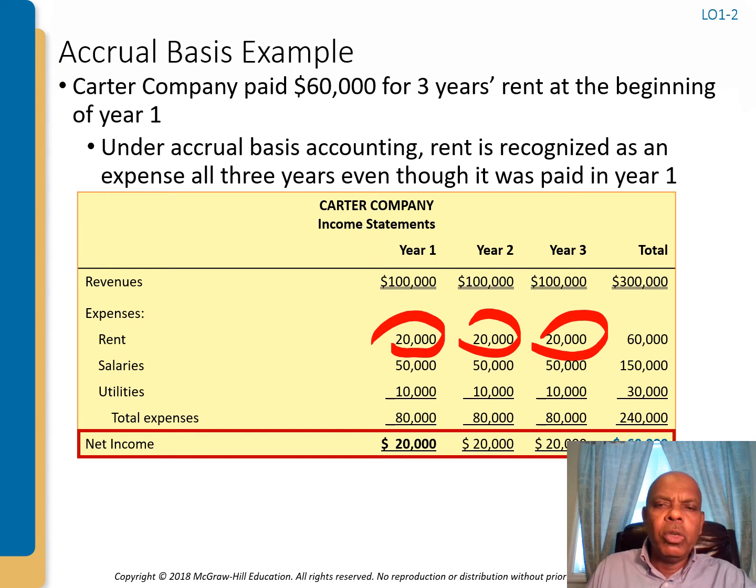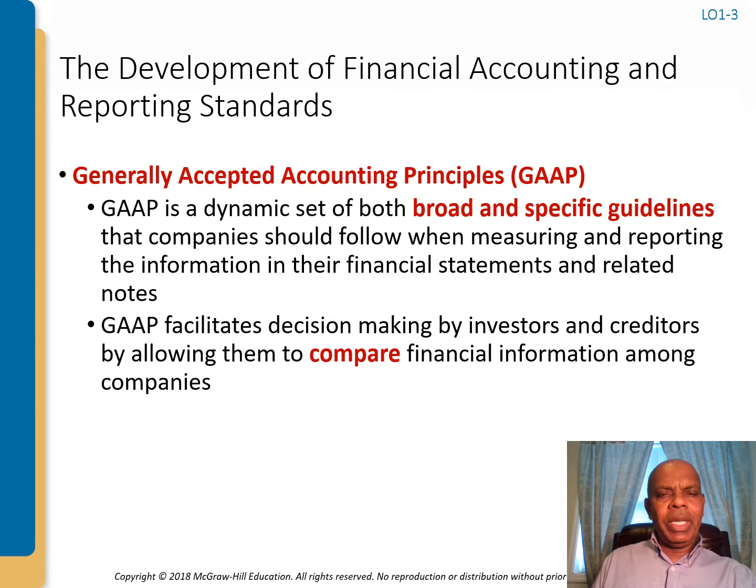At the end of the day, your total net income is going to be the 60,000. In the cash basis method, we call it net operating cash flow, right? On the accrual basis, we call it the net income. Remember that. Okay, now we're getting into GAAP.